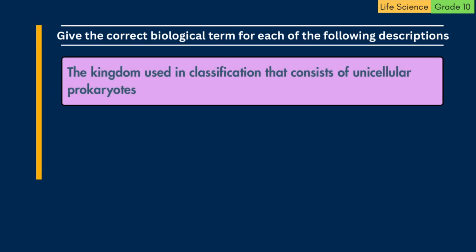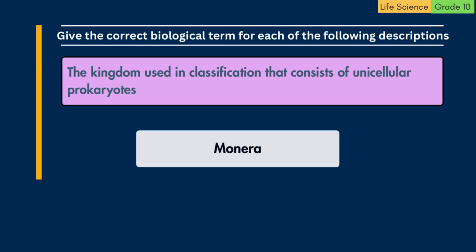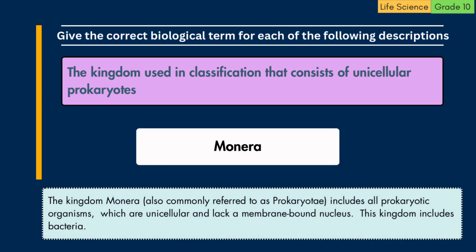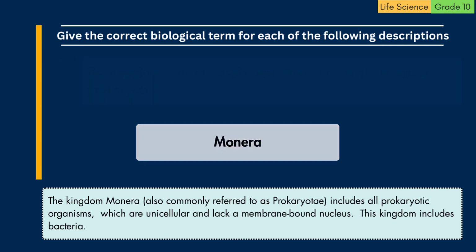Question: the kingdom used in classification that consists of unicellular prokaryotes. The correct answer is Monera. The kingdom Monera, also commonly referred to as prokaryote, includes all prokaryotic organisms, which are unicellular and lack a membrane-bound nucleus. This kingdom includes bacteria.